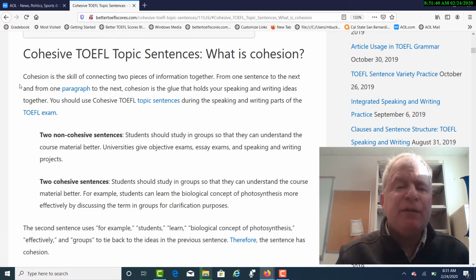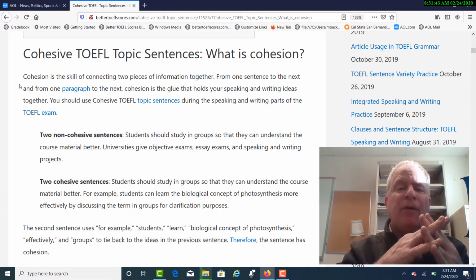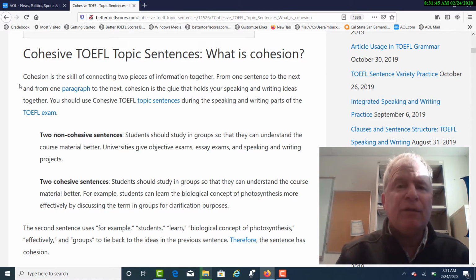Cohesion is a skill of connecting two pieces of information together, from one sentence to the next, and from one paragraph to the next. Cohesion is the glue that holds your speaking and writing ideas together. You should use cohesive TOEFL topic sentences during the speaking and writing parts of the TOEFL exam.